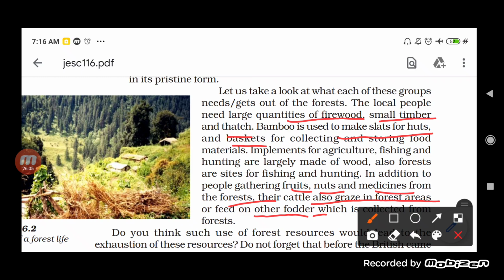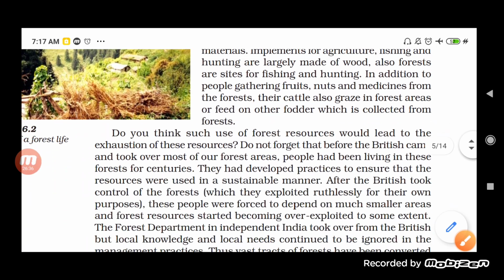So they need fruits, they need food, they need leaves or branches, which we can say wood, small timbers. All of these are used by them in order to make their huts, in order to make their baskets, for fishing, or even for agriculture purposes, and for their animals also. So they are not only dependent, but their animals are also dependent on the forest. So this is the first one.